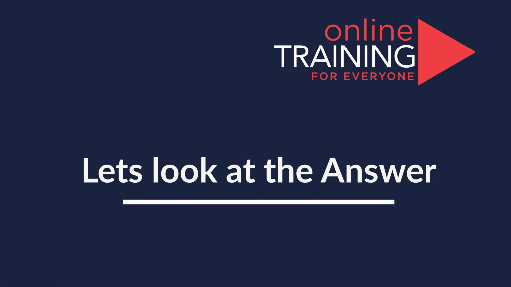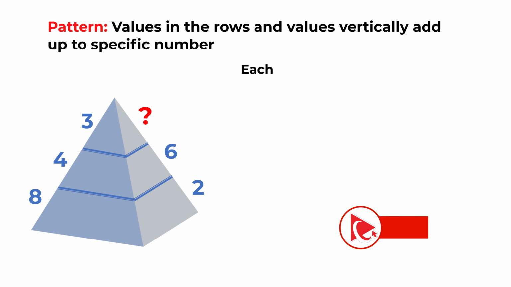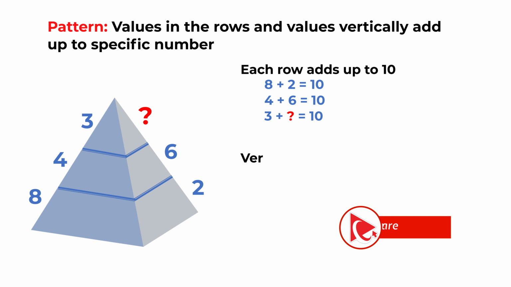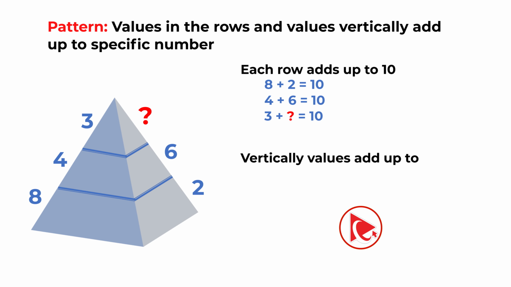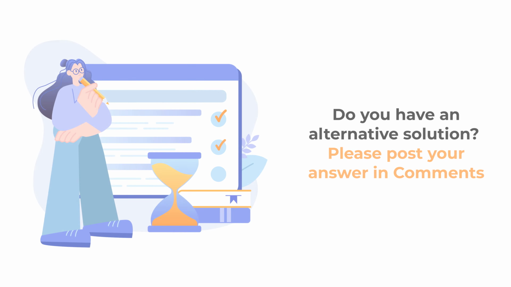As you might have figured out, the key to solve these types of challenges is always look for patterns. And if you look closely, each row adds up to 10, and vertically, values also add up to 15. So the correct answer here is choice C, 7. Hopefully you've nailed this question and now know how to answer similar problems on the test.